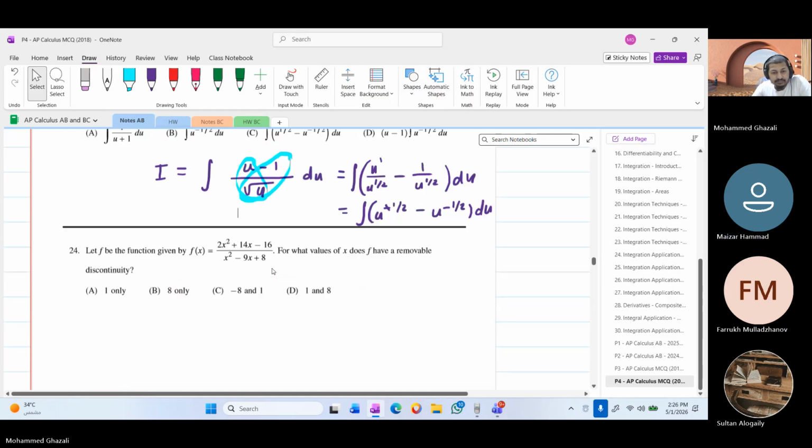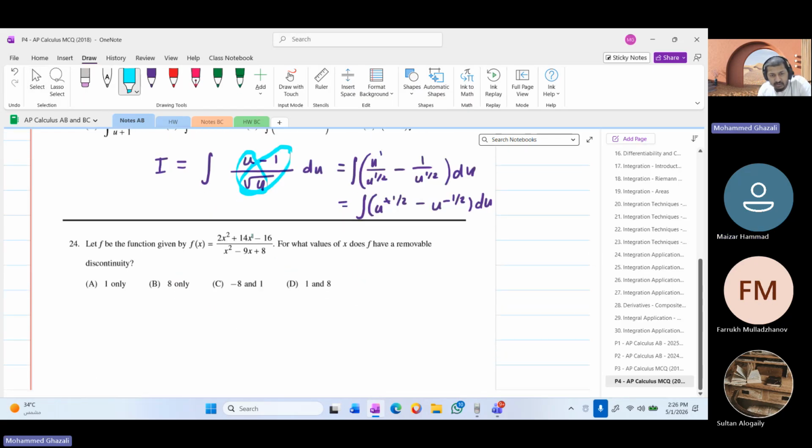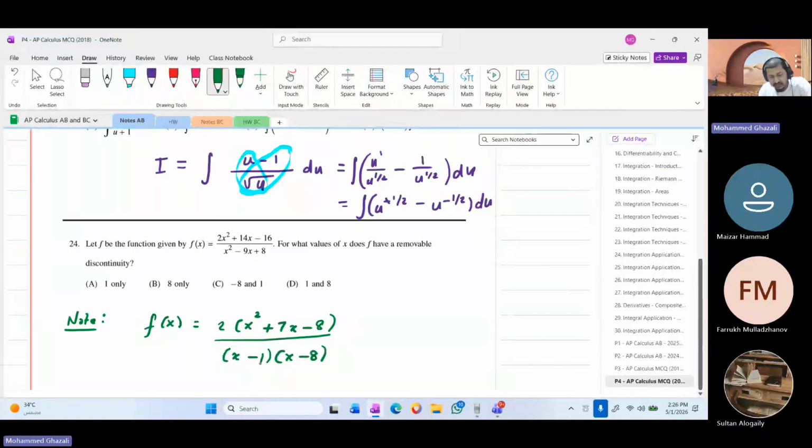All right, let f be the function defined by all of this. For what values of x does f have a removable discontinuity? Now, I want you to focus on this. I want you to factor the top. This is more like pre-calculus, right? If you factor the top, you're going to get 2 times x squared plus 7x minus 8, divided by the bottom, which you can factor as x minus 1 and x minus 8. Are we good? Now you can factor the top as well.